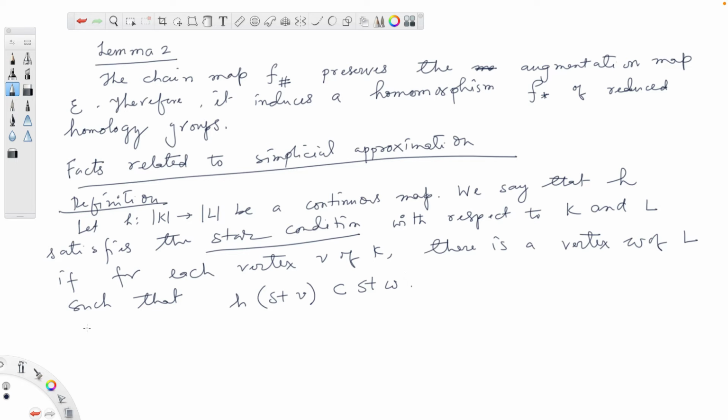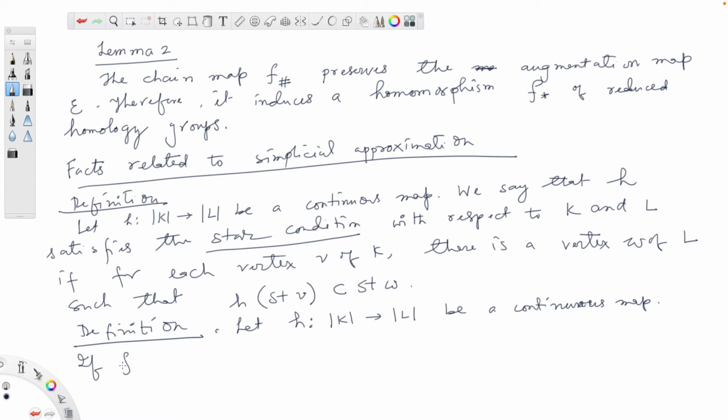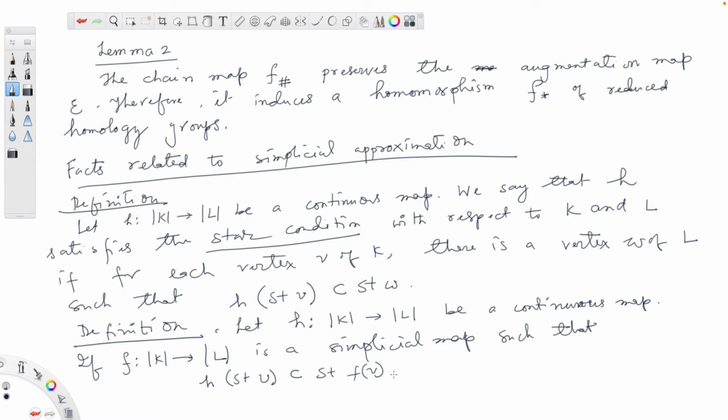Now the definition of simplicial approximation. Let again h from mod K to mod L be a continuous map. If f from mod K to mod L is a simplicial map such that h of star of V is contained in star of f of V, okay? This containment we number by 4.